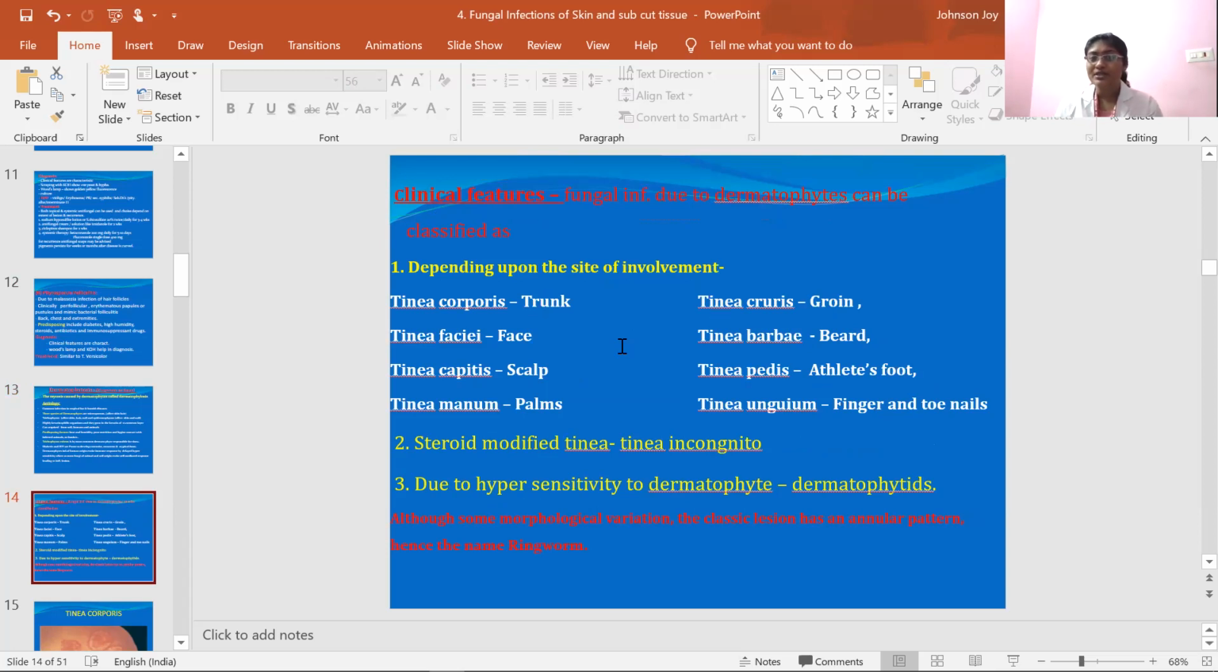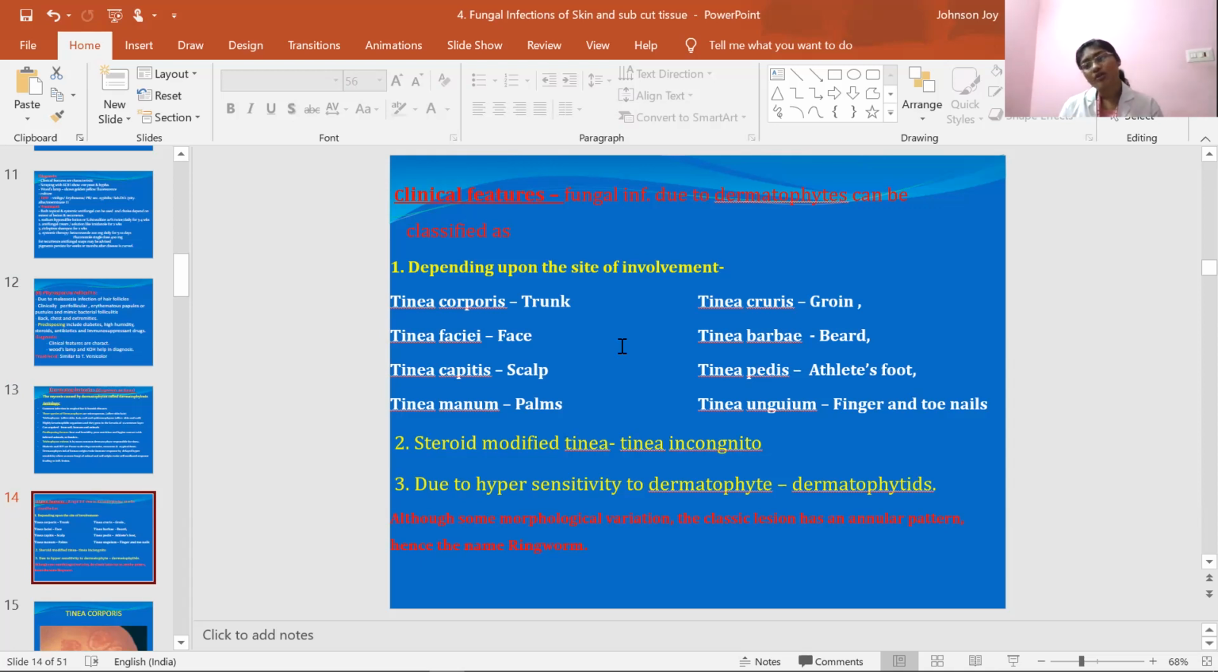When it is present in the trunk, we call it tinea corporis. In the face, tinea faciae. In the scalp, tinea capitis. In the palms, tinea manum. In the groin region, it is tinea cruris. In the beard area, it is tinea barbae. In the athlete's foot, in the foot, we call it tinea pedis. In the finger and toenails, we call it tinea unguum.